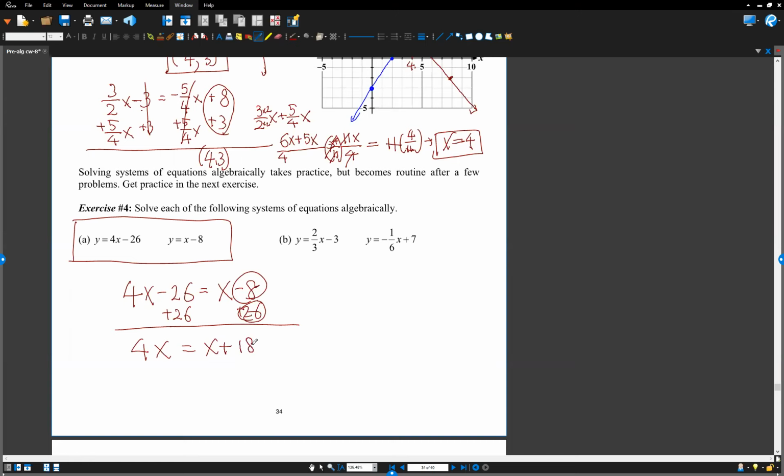18, isn't it? Wait, I know the answer. Okay, what's the answer? 4.5. X equals 4.5? Oh, no, it's not 4.5.